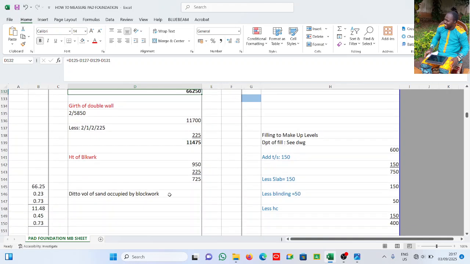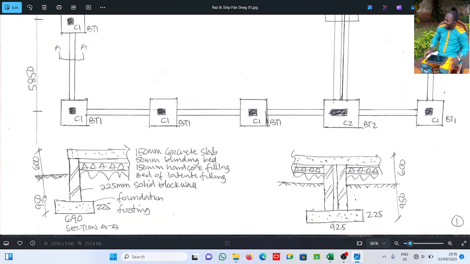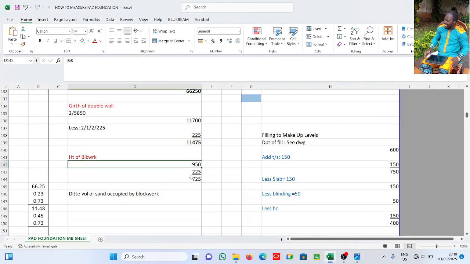All right. So now this is the height of the block wall. That's the wall now below the ground. This is 950. See it here, from here to here is 950. Less 225, which is the base. And of course there's a topsoil. I hope I considered that. There's a topsoil. So I did minus 225, then it should also be minus the topsoil, minus 225. You see, I didn't consider that here. So let me bring this one down.